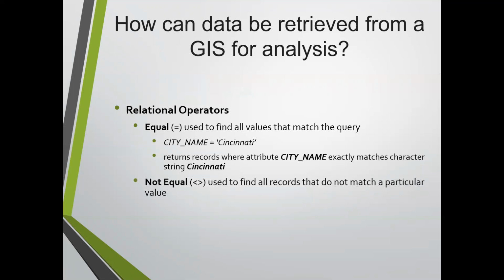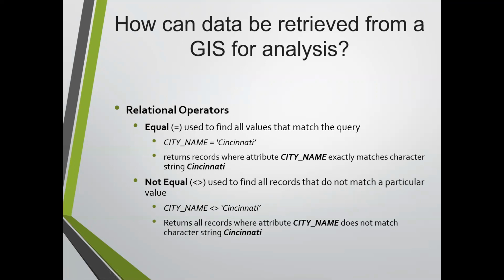Okay, not equal is used to find all records that do not match a particular value. So city name is not equal to Cincinnati. If you found one record before, you may find 5,000 here, because there are not going to be that many Cincinnatis throughout the country. So it returns all records where the attribute does not match.